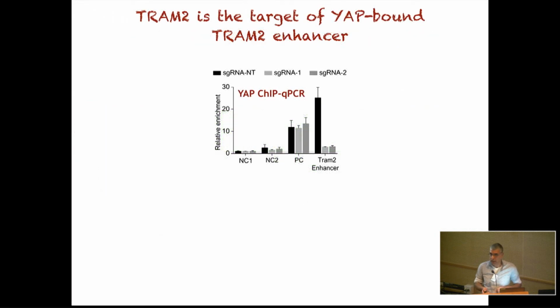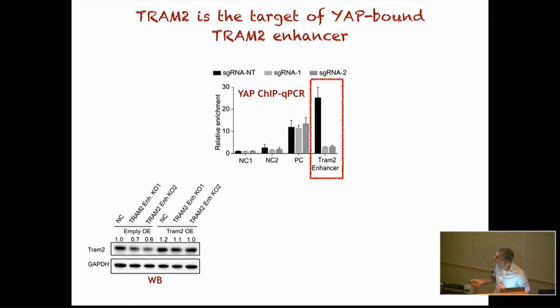So this is again the ChIP qPCR of the TRAM2 enhancer locus, and you can see here again it binds YAP very well, but when we knock out the enhancer with these two guide RNAs, the binding of YAP drops really much. So they are very effective, those two guide RNAs against the enhancer. We also measured the enhancer RNA, and the activity of the enhancer drops down very much. The effect on the protein is also the same.